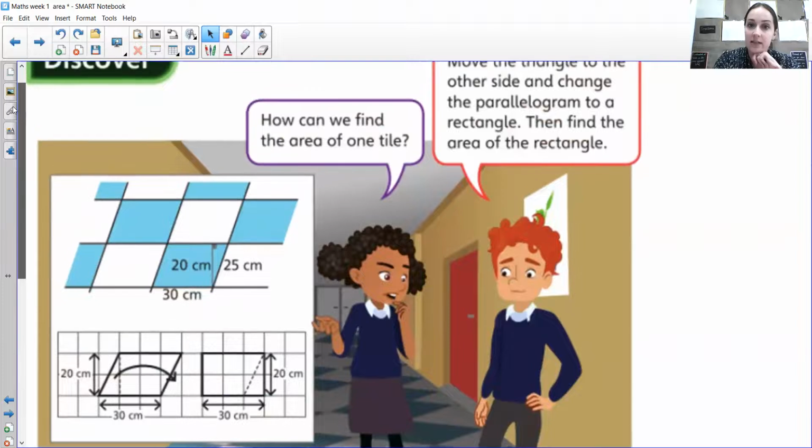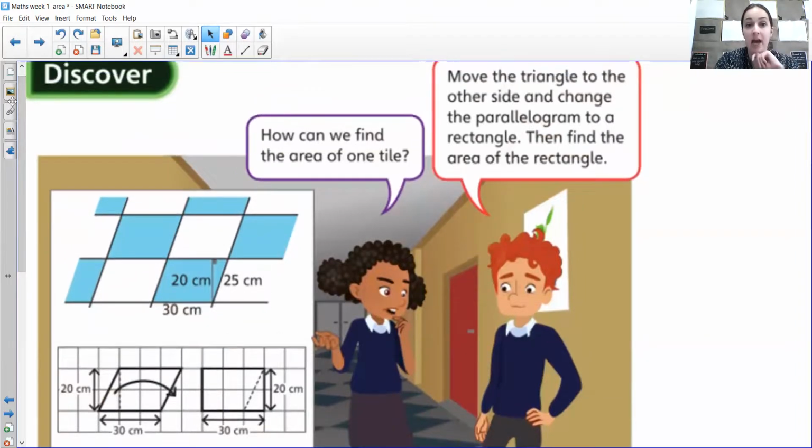So, what are their names? Richard. So Richard is saying that the way he would find the area of this tile is he would chop part of the parallelogram off, and you can see the diagram at the bottom. He would then move it to the other side of the parallelogram and change the parallelogram into a rectangle. Then he would just find the area of a rectangle. Okay, so if you can, and you have the equipment at home, you can have a go at drawing this out, cut it out, and then I'll go through it with you the next little bit. Okay, so have a go if you can.